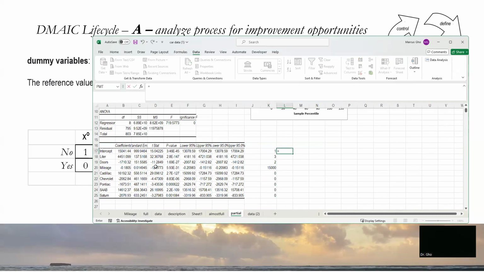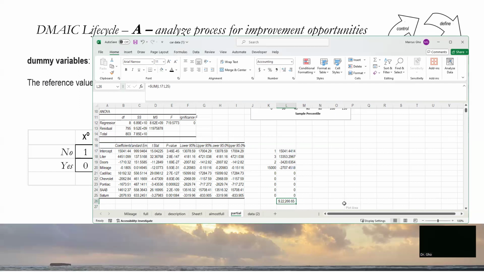You could do a sum product. So the coefficient times our X, and then sum all of these. So if you're selling a Buick with a 3-liter engine, 2 doors, 15,000 miles, according to the model, the price that you would sell it for is $22,266.65. If it's a Cadillac instead of a Buick, holding everything else constant, you're looking at $38,500 for what you'd sell it for.